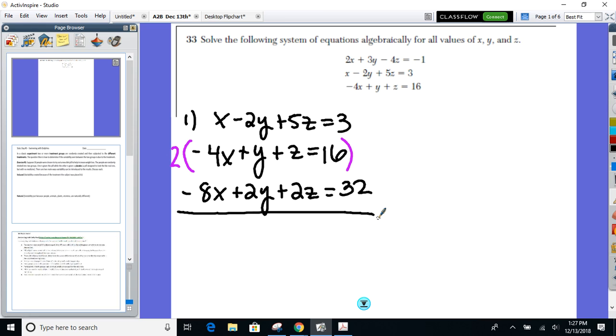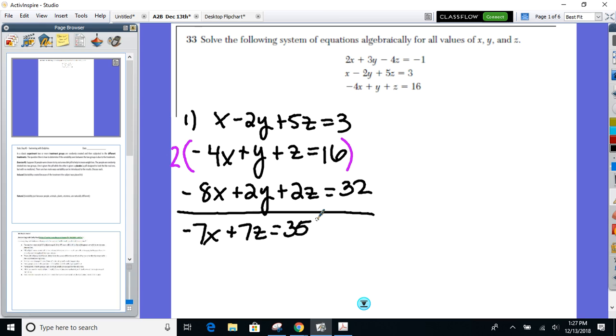All right. Combine your like terms now, x and negative 8x. Negative 7x. Everyone see how the y's cancel out now? What about the z's? How many am I left with? 7 z's. And then what about my numbers, 3 and 32? Okay. Now you got to do it again.